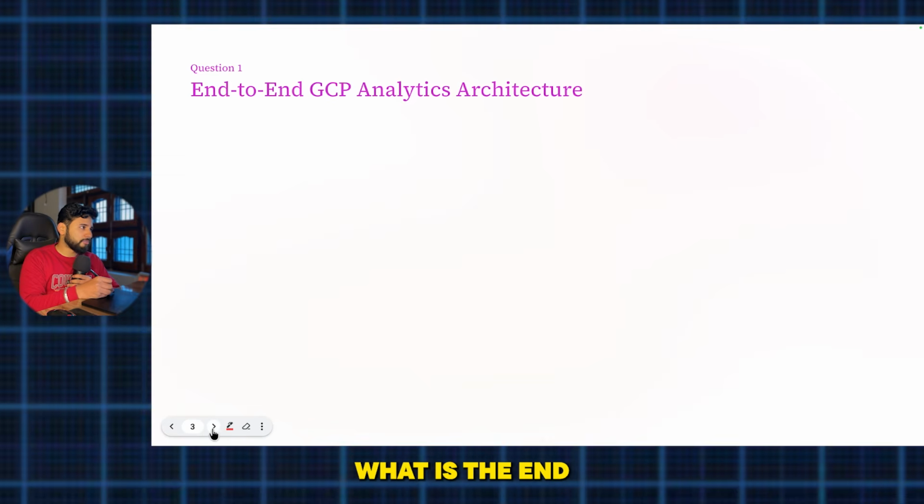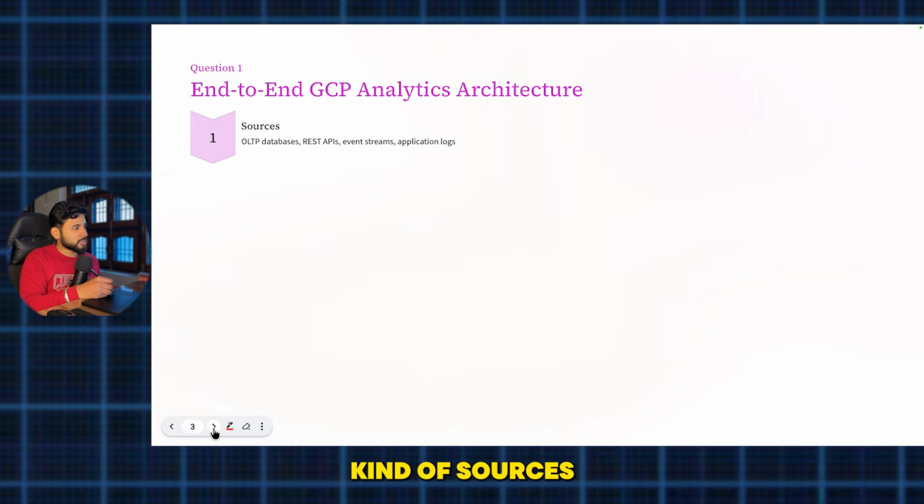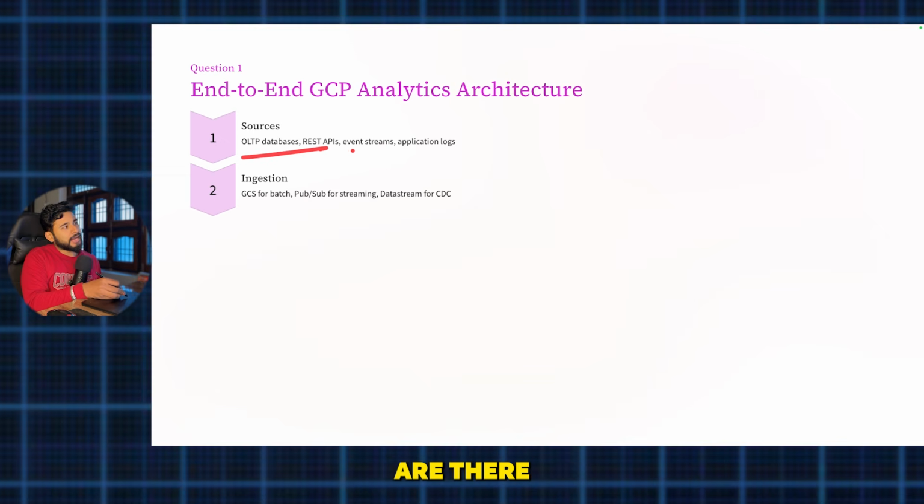So the first question is, what is the end-to-end GCP analytics architecture? Whenever we talk about it, there can be different kinds of sources: OLAP systems, REST APIs, event streams, application logs. The second thing is ingestion services: GCS for batch processing, Pub/Sub for streaming events and notifications. We have Datastream for CDC, change data capture, which you can do directly via Datastream.